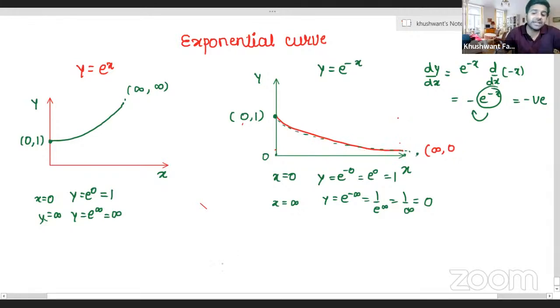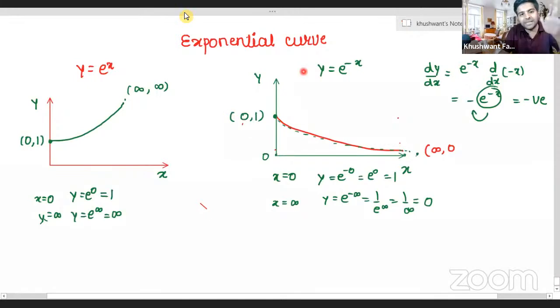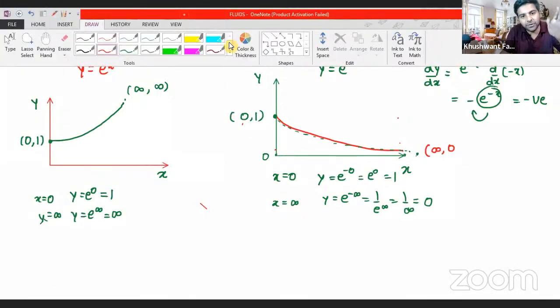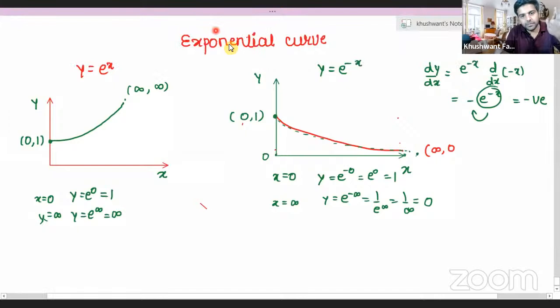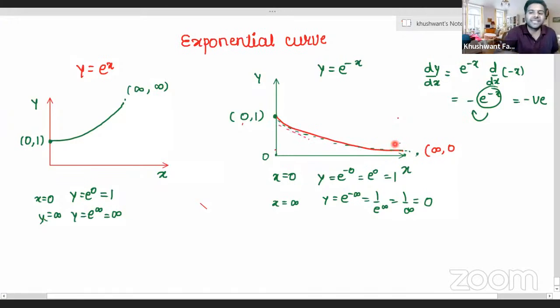In this entire curve, wherever you make a tangent, that tangent will always be negative. Always, ever, anywhere. Have a look again. If I draw a tangent here, negative slope. If I draw a tangent here, negative slope. Along the entire curve, the slope of the tangent is negative, which is what this equation is saying. Now let's make one more curve. We are making one more curve right now.